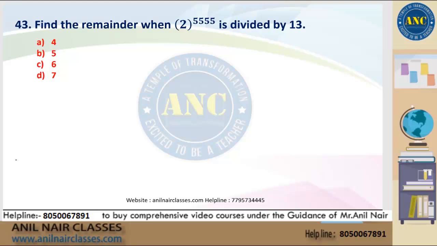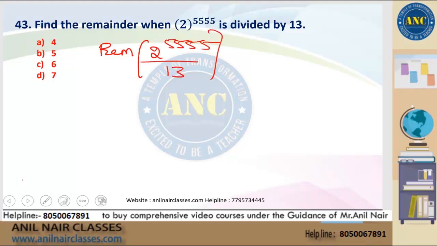Find the remainder when 2 power 55555 is divided by 13. So this is nothing but 2 power 55555 divided by 13. Denominator 13 is a prime number, so you can apply Fermat's theorem.